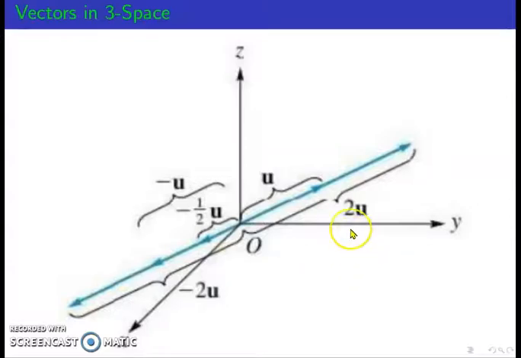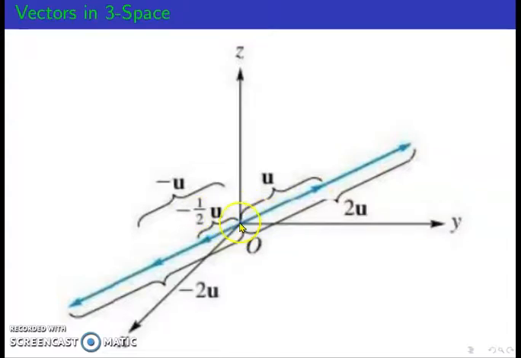Similar doon sa two-dimensional R squared, this one is 2 times u, or the scalar multiple of u by 2. So ito yung ating vector u, from the origin up to this point here. Ang ginagawa nitong scalar multiplication, itong vector u is multiplied by 2. Parang ganun lang din kanina, no, sa vector doon sa R squared.